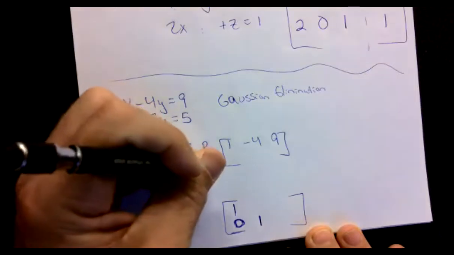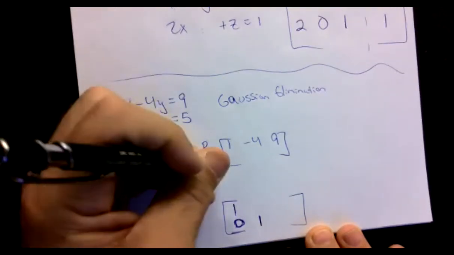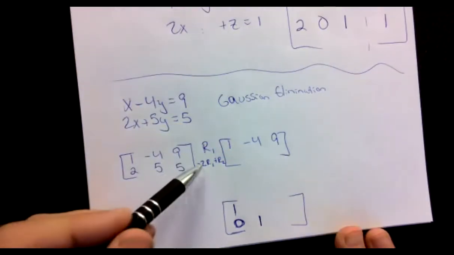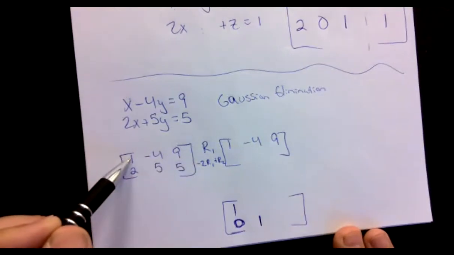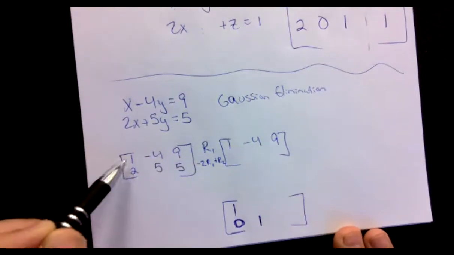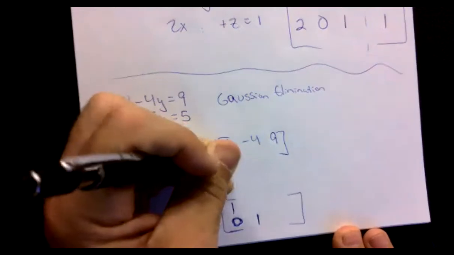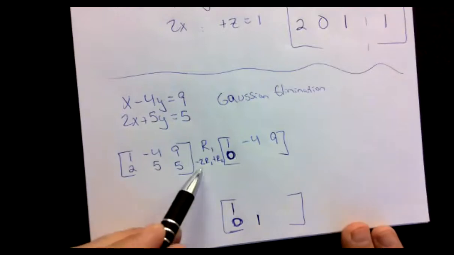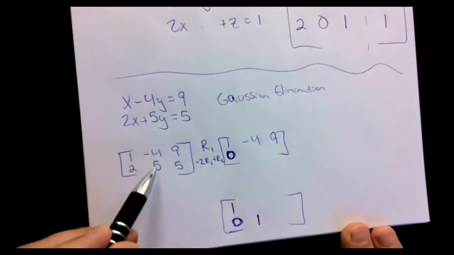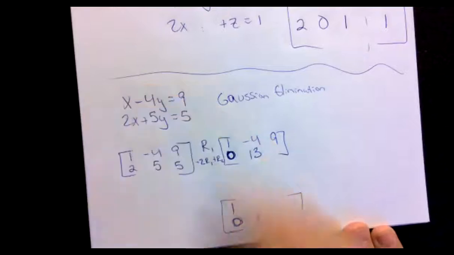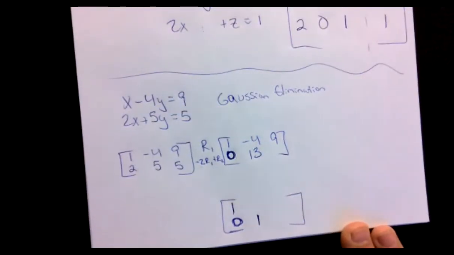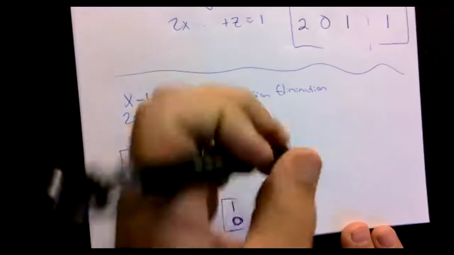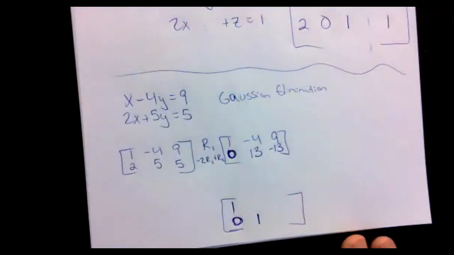So if I take -2 times row 1 plus row 2, I'm going to get what I want. So -2 times row 1 is a -2, plus row 2, so -2 plus 2 makes this number a 0. We'll keep going. So -2 times -4 is 8, plus row 2, so 8 plus 5 is 13. And then -2 times 9 is -18, plus row 2, so plus 5 is a -13.